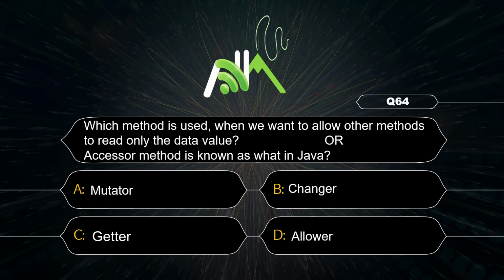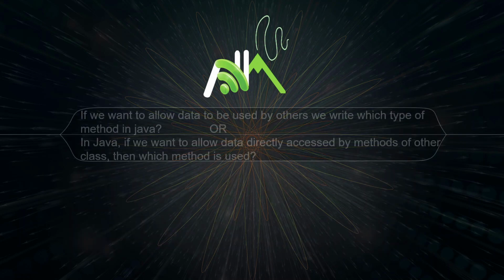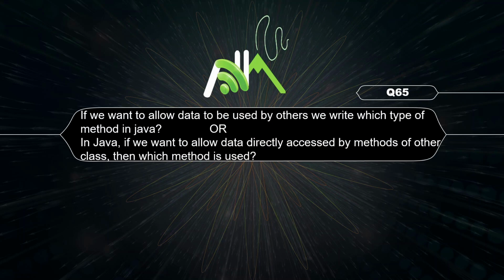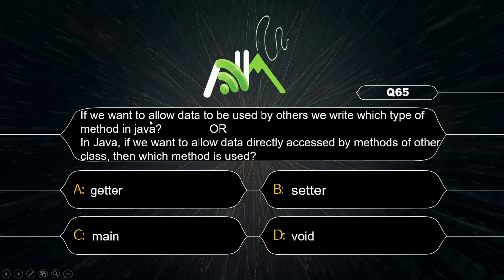Which method is used when we want to allow other methods to read only the data value? The assessor method is also known as getter, option C. If you want to allow data to be used by others, or if you allow data to be directly accessed by methods of other classes, then it is getter.